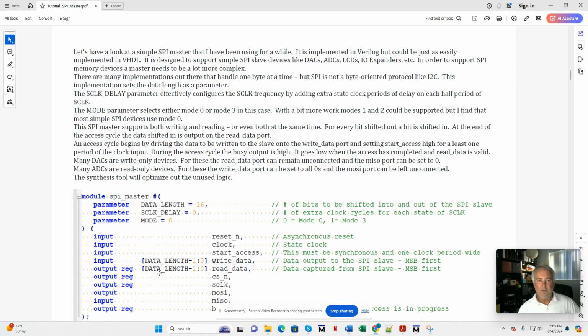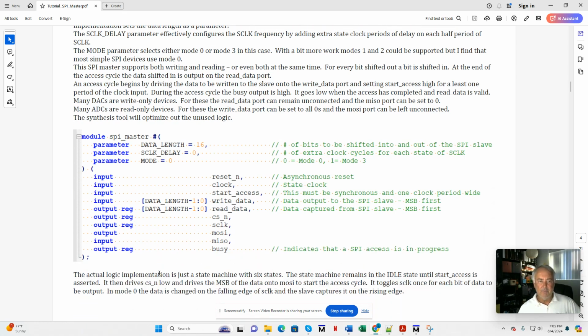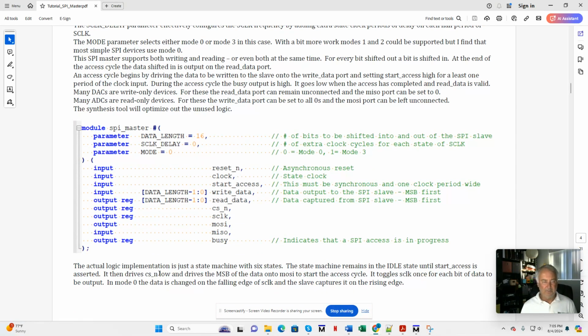So let's have a quick look at a SPI master that I've put together and I've been using for a while. All right. So there's the port. It's written in Verilog. There's the port list. Let's start with the parameters. So I have three parameters here. One parameter sets the data length.